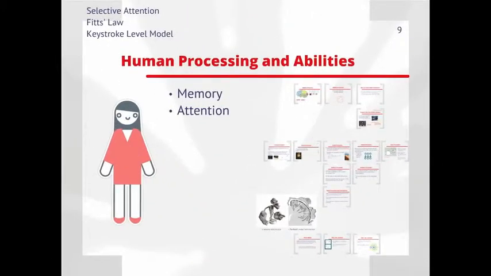Okay, so we're going to go into our first very large chunk of today's lecture, which is on human processing and abilities. And in the student lectures that we've seen in week 6, we've had selective attention, Fitts law, and keystroke level models as things that we've covered already. And the first thing we're going to look at is memory and attention.